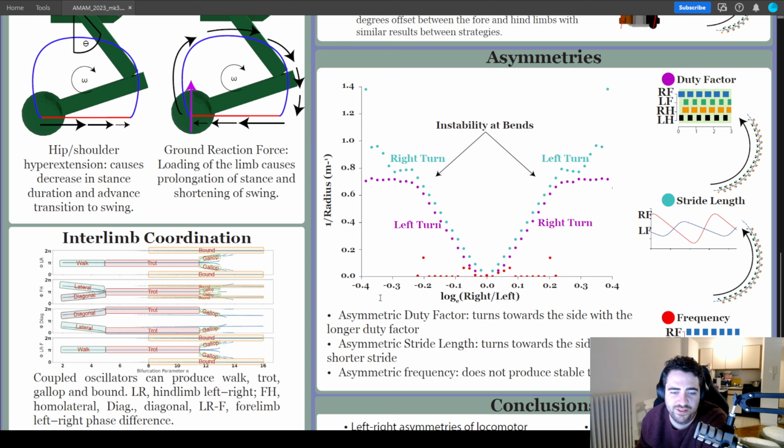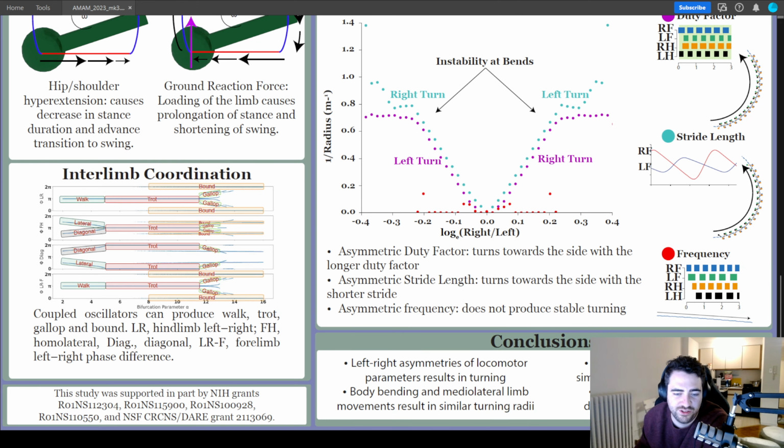What we find from this plot is that duty factor turns towards the side with the longer duty factor, and asymmetric stride length turns towards the side with the shorter stride. Lastly, we see that asymmetric frequency does not produce stable turning. You can see all these red dots here because the robot begins to shake or fall over, and it's not producing stable turning at all. So frequency really isn't a good way to cause turning. However, the other two asymmetries cause pretty similar turning. And at these bends here, the robot begins to fall over or shake.